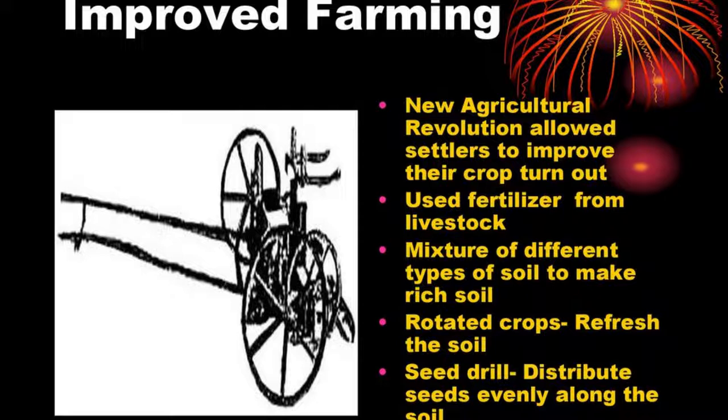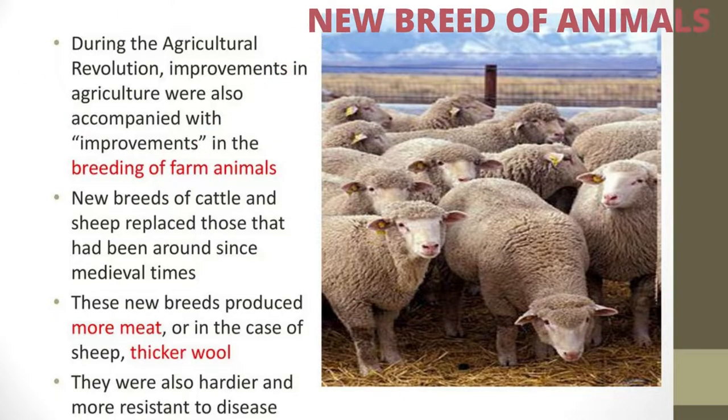New breed of animals. During the agricultural revolution, improvements in agriculture were also accompanied with improvements in the breeding of farm animals. New breeds of cattle and sheep replaced those that had been used since medieval times. These new breeds produced more meat, or in the case of sheep, they were also hardier and more resistant to diseases.